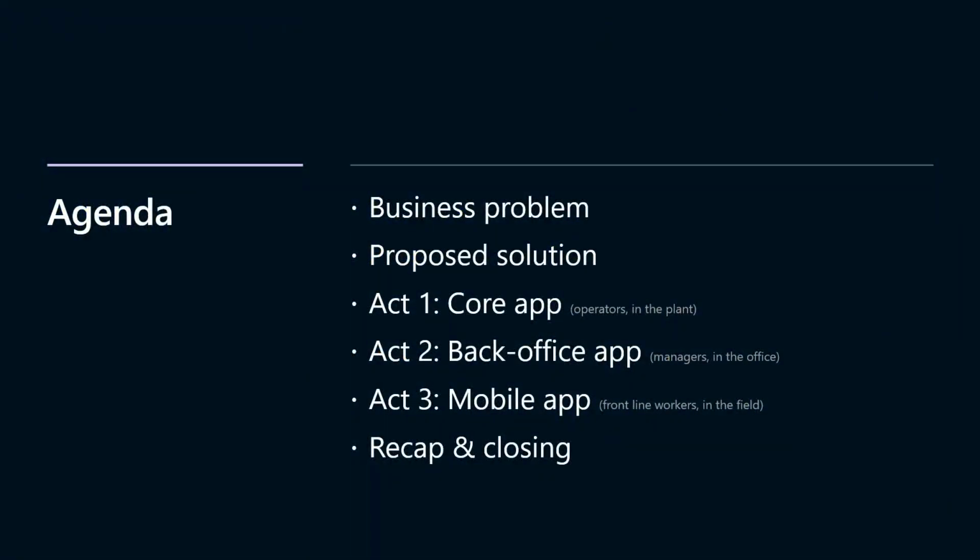First, we will start defining a business problem. And once we understand the business problem, we will devise a solution. We'll propose a general solution, which we will build in 3 acts. First, we will define a core application and create a kiosk application to be used in a factory. Next, we will create a management application that will be used in the offices of the factory. And finally, we will create a mobile app that will be used by the frontline workers in the factory. And after that, we will recap and we will close.